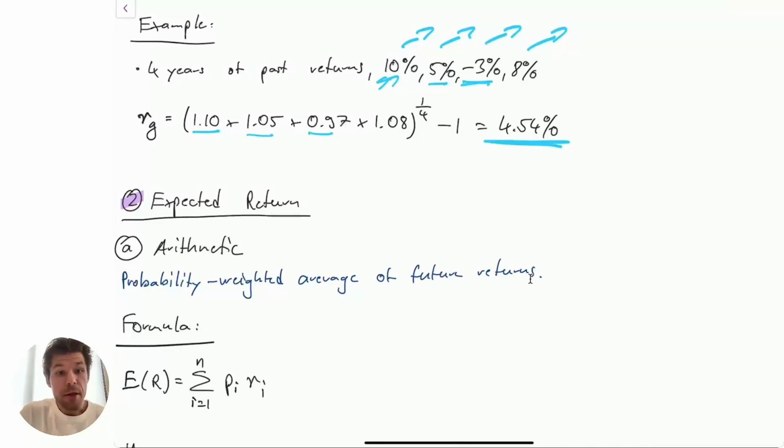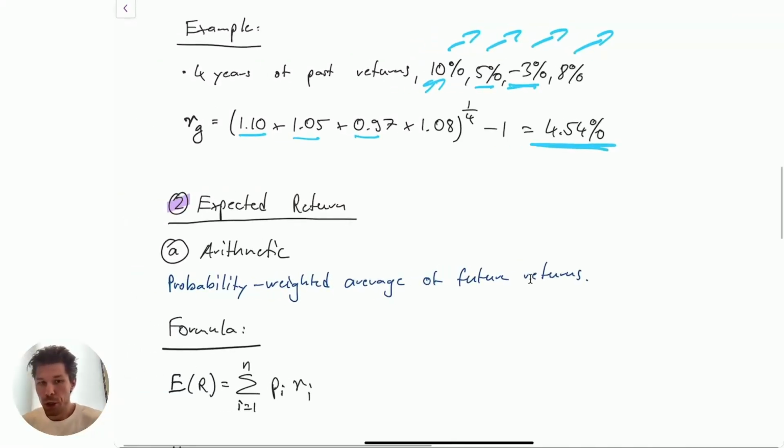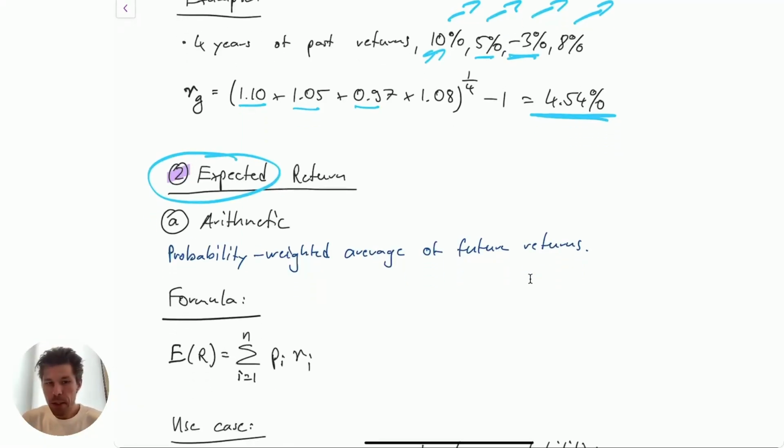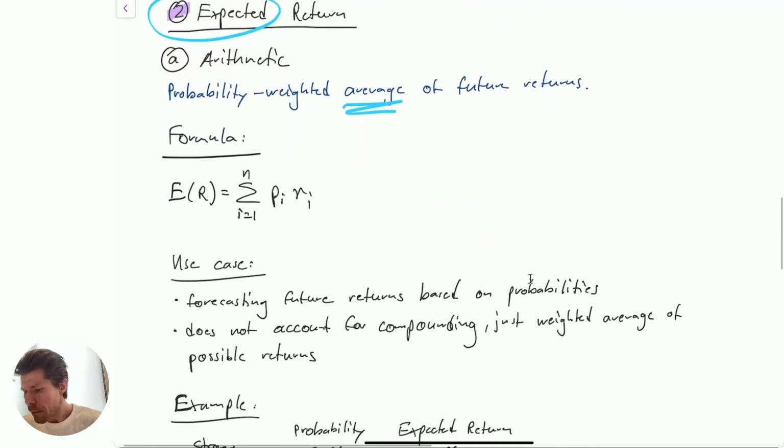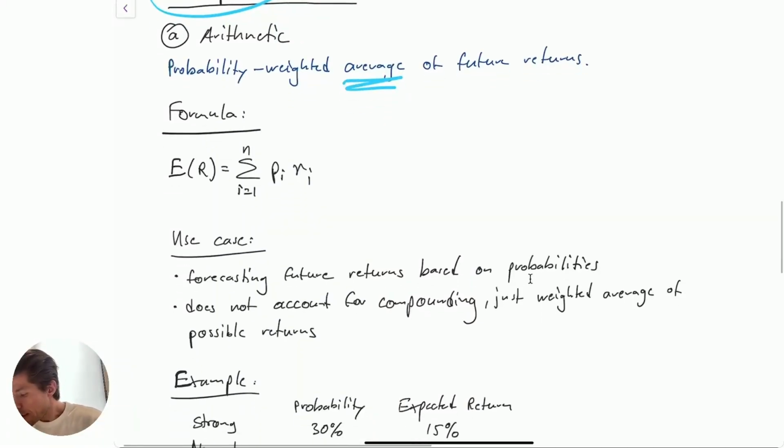Now, if we look at the future, then we are not concerned about historical returns. We are concerned about expected returns. And here again, we have 2 measurements. One is arithmetic and one is geometric. Arithmetic, again, is the probability-weighted average of future returns. It does not account for compounding. Formula: expected R equals the sum from i equals 1 to n of P sub i times R sub i. That's the formula, and it just gives you the weighted average of possible returns.